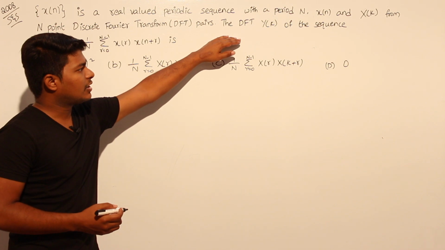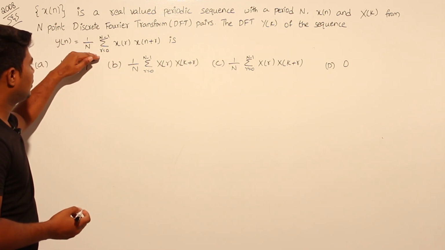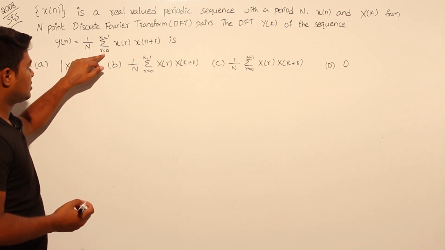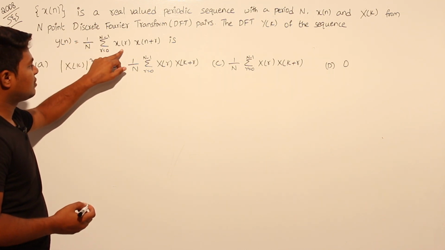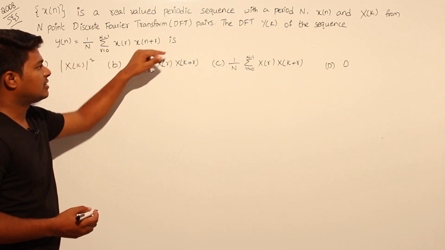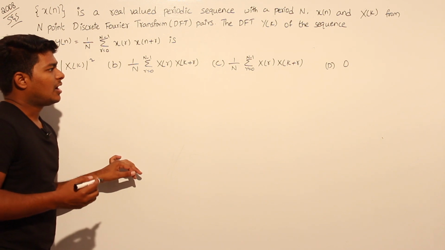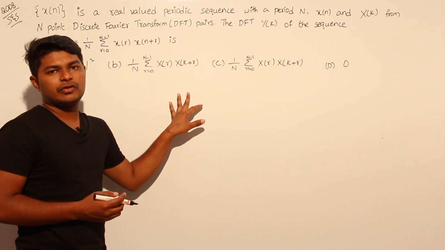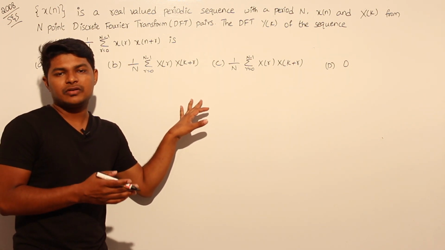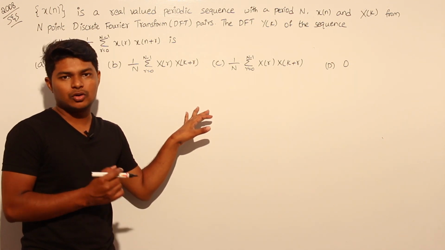The DFT Y of k of the sequence y of n equal to 1 by N sigma r equal to 0 to N minus 1 x of r x of n plus r is? Actually, to solve these kinds of questions you need to know the properties of discrete Fourier transforms, especially autocorrelation.